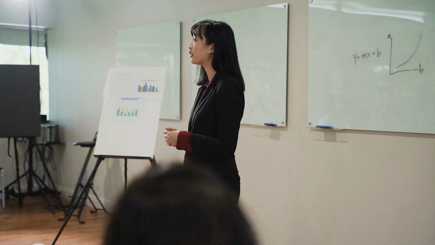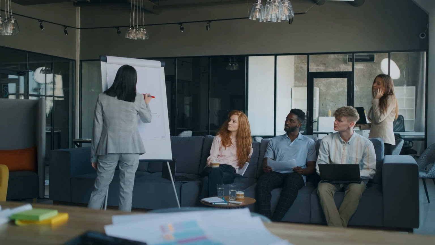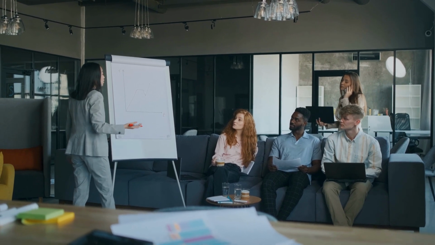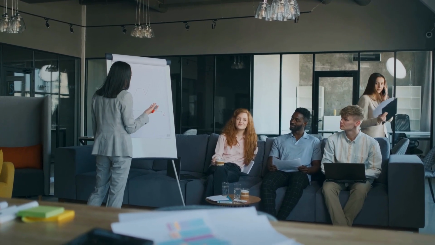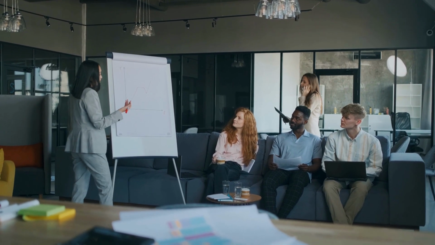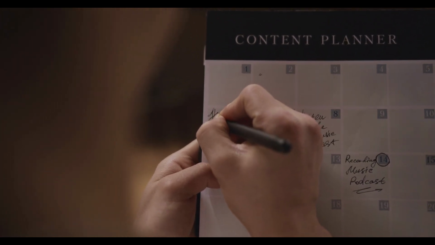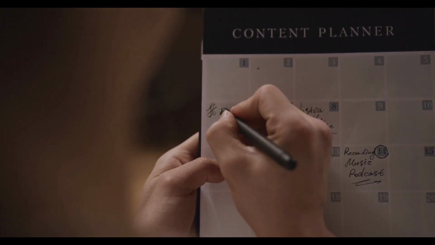Creating a content strategy is key. Start by defining your goals. What do you want to achieve with your content? Next, know your audience. Who are they and what do they care about? Decide on the types of content you'll create and how often you'll post. Make a calendar to schedule your content, ensuring you stay consistent and organized.